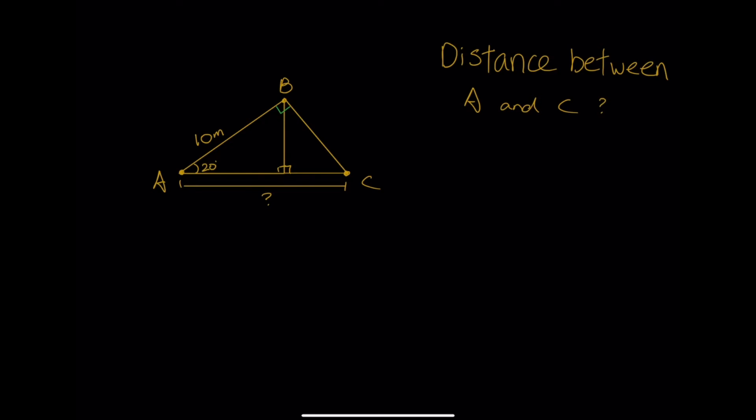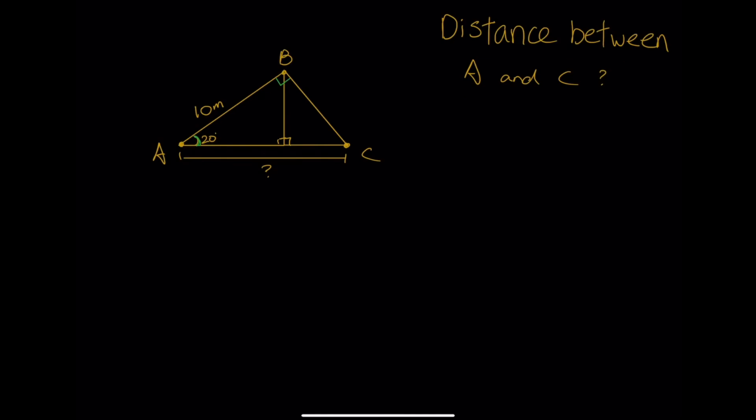Next question. We have 3 points, point A, B, and C. The distance between point A and B is 10 meters. What is the distance between point A and point C? Just like before, pause this video and see if you can solve it. Okay, let's begin. So here we have an angle and a length. That's enough information for us to get every other length as well as angle.